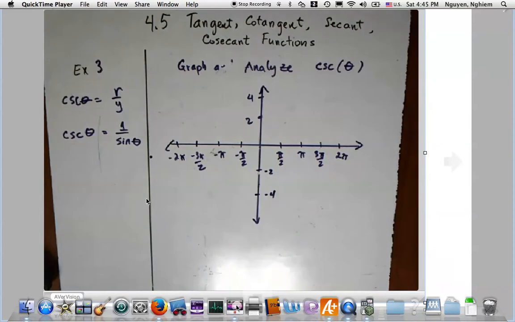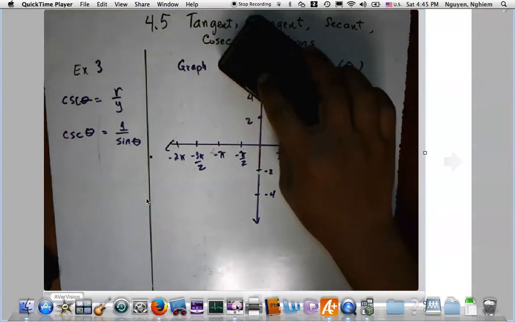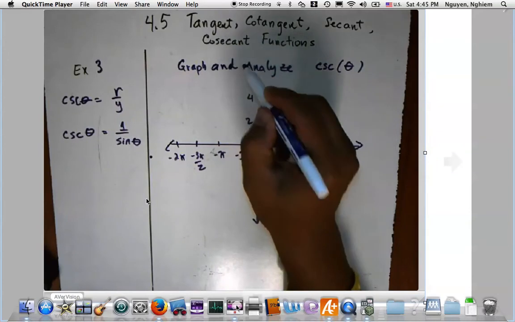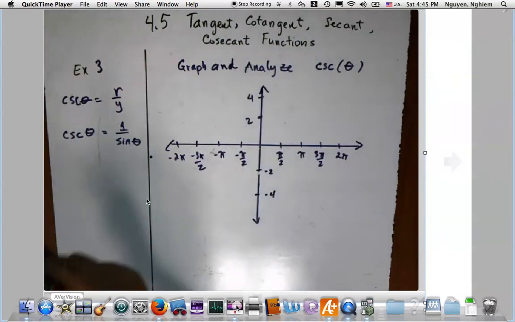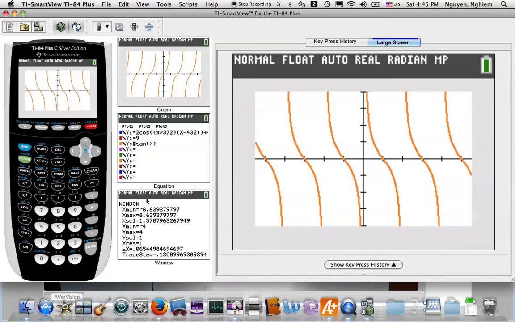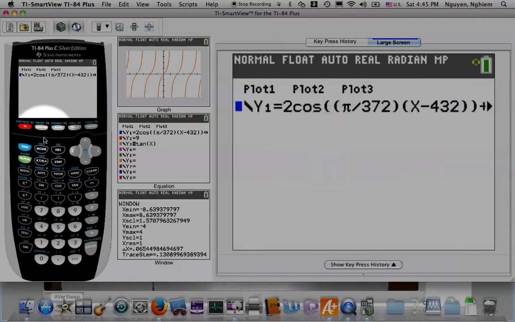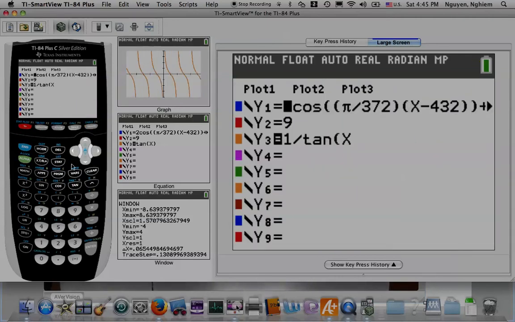Okay. And in my graphing calculator, there is no such thing as a cosecant button. So the best thing that I can do is, there's all these buttons here, but no cosecant, so we're just going to use 1 over sine. So go down here, clear this out, and we're going to say 1 over sine of x.